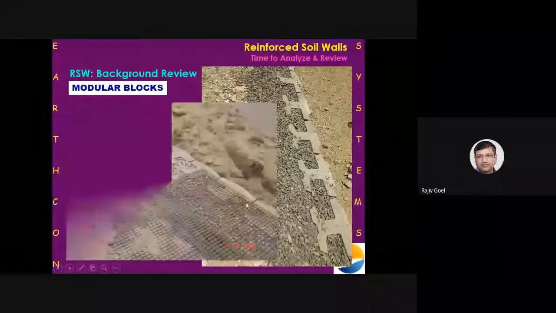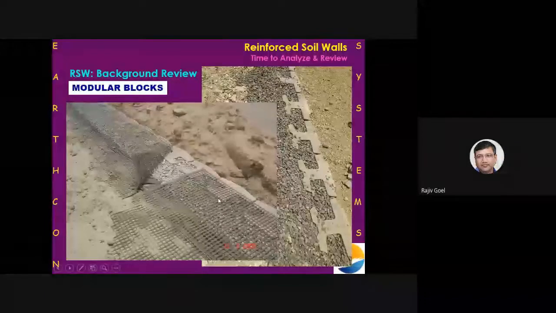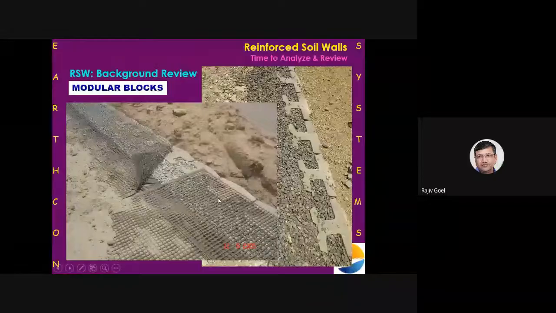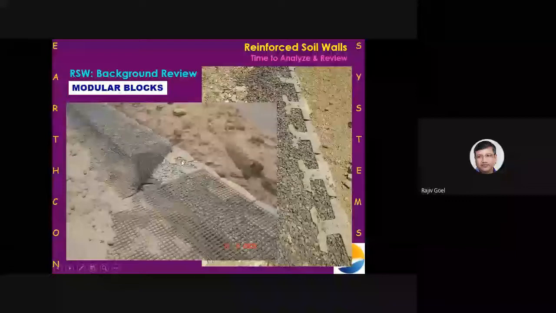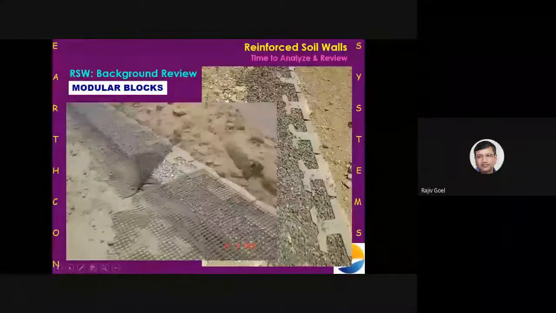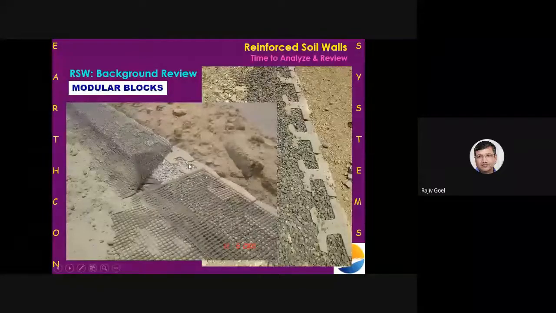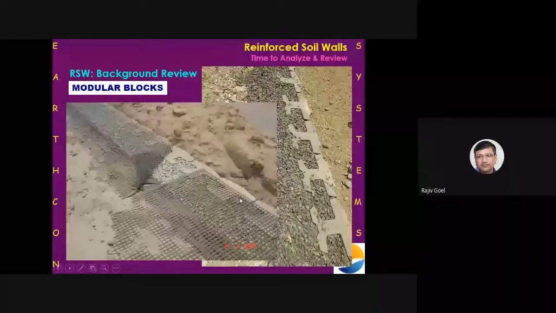How is the geogrid connected to these blocks? Very simple. The geogrid is laid over the blocks, and then you place the next layer of blocks. So it is sandwiched between the two layers of blocks, and the connection strength is derived by the friction developed between the geogrid and the blocks. The aggregate infill in the cavity is an additional advantage in giving you better connection strength. So the geogrid is laid over these blocks, and then you put the second layer of blocks on top of it, sandwiching it between the two.